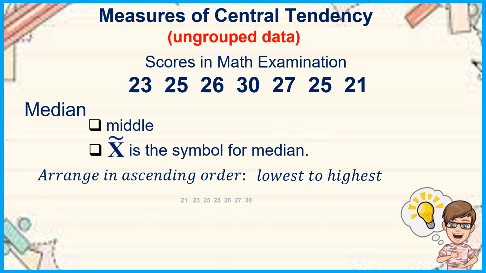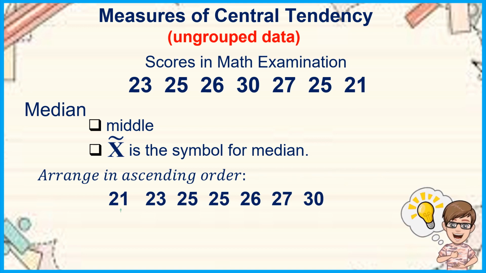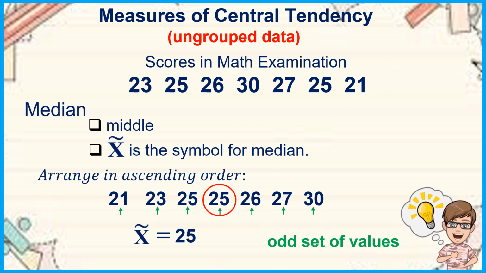So in doing this, we have 21, 23, 25, 25, 26, 27, 30. And then since we have 1, 2, 3, 4, 5, 6, 7 values, we consider it an odd set of values. So to determine the median of an odd set of values, we are just going to determine the middle number, which is equal to 25. So our median is equal to 25.